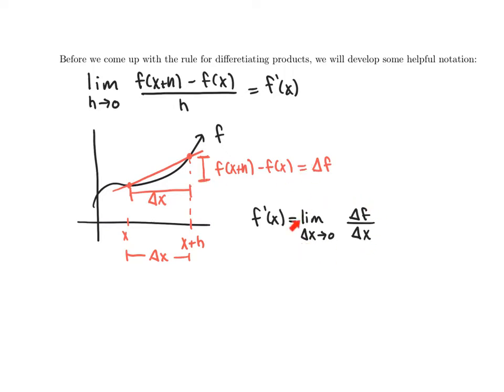But we're just going to use this notation delta f over delta x as the slope of our secant line, and then we're taking the delta x to 0. What I also want you to recognize is that from this notation, we can say that my f of x plus h is equivalent to my f of x plus my delta f. So that's the notation we're going to need to come up with the product rule.